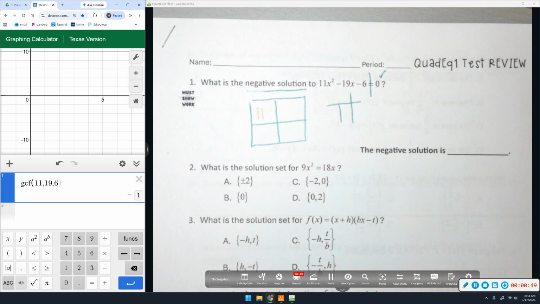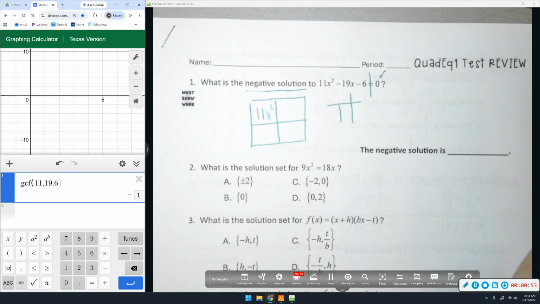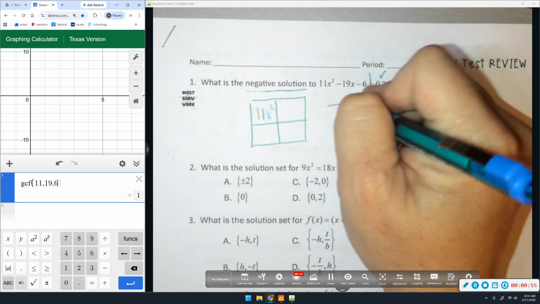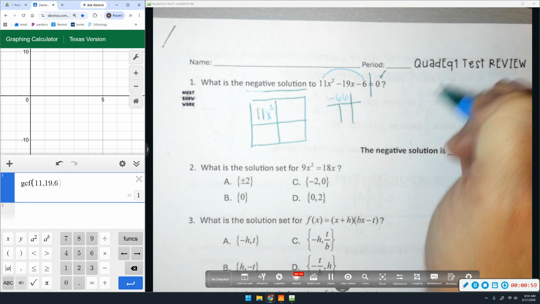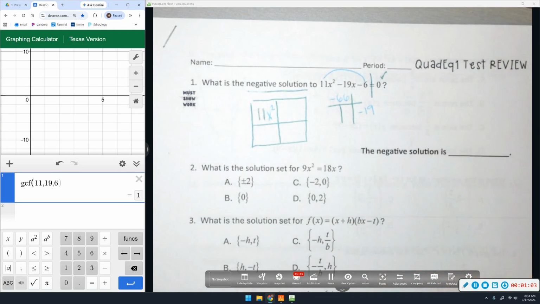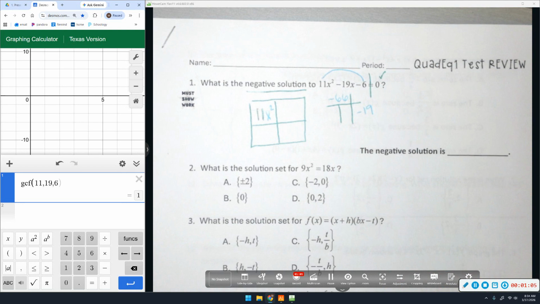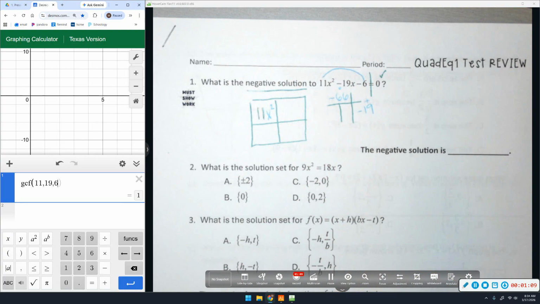I don't like that color. Okay, and then I know for my table I have to do A times C, which gives me negative 66, and B is negative 19. So our goal is to find what multiplies to give us negative 66 and adds to give us negative 19.